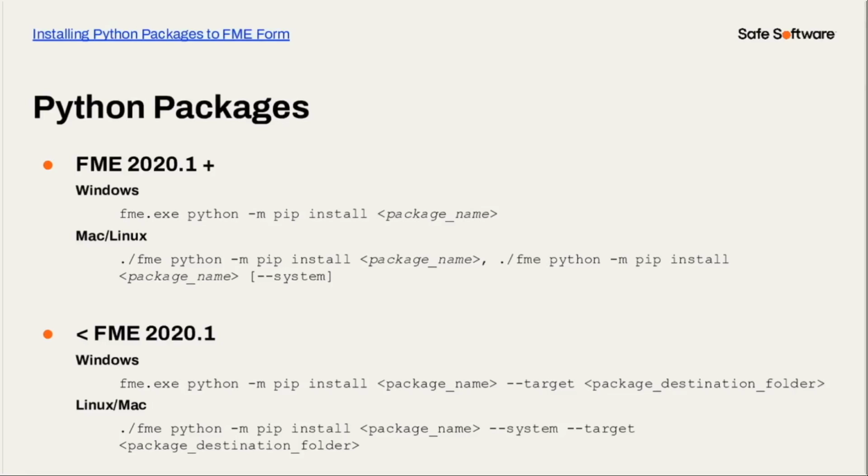With 2020.1 or above, it will automatically install to the interpreter location, which on Windows is located in Documents, Plugins, Python, and then the Python interpreter version. Or for Mac, it'd be under Library FME 2024. And then Linux is similar as well.